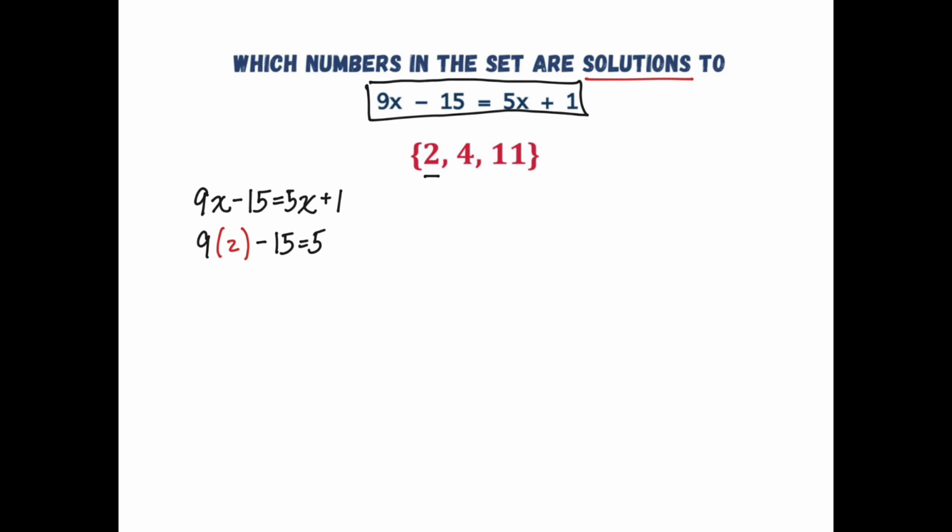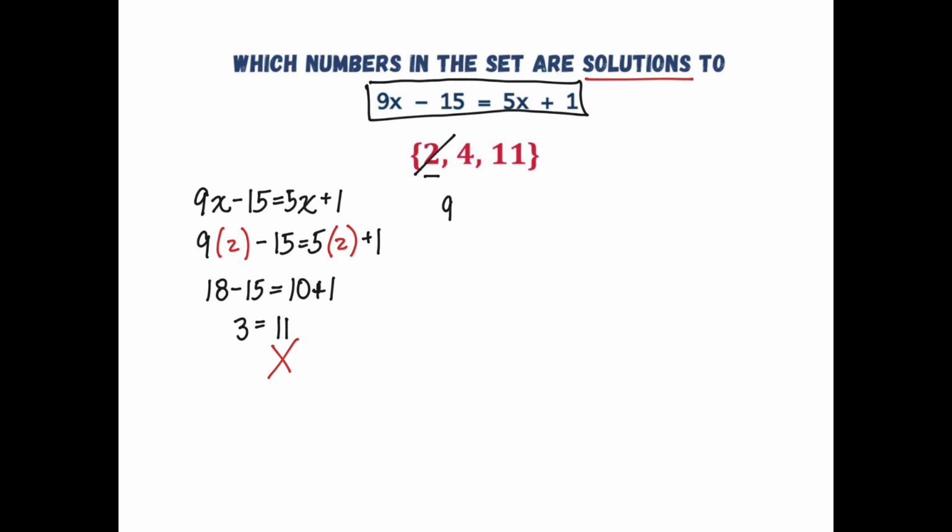So 9 times 2 minus 15 equals 5 times 2 plus 1. When I simplify the multiplication, it becomes 18 minus 15 equals 10 plus 1. Next, I'm going to simplify each side of the equal sign. So 18 minus 15 is 3. 10 plus 1 is 11. Those are not equal. That is a false statement, so 2 could not be our solution.